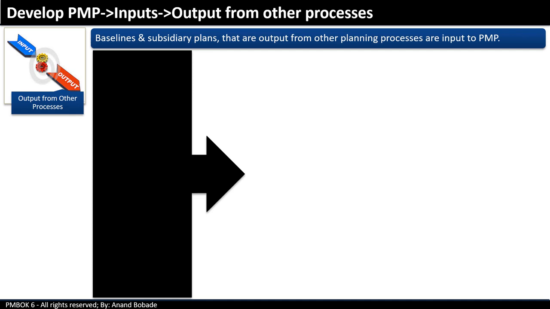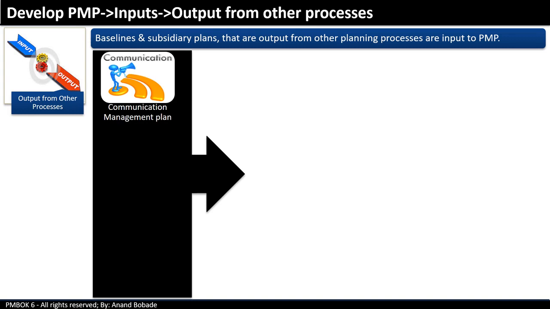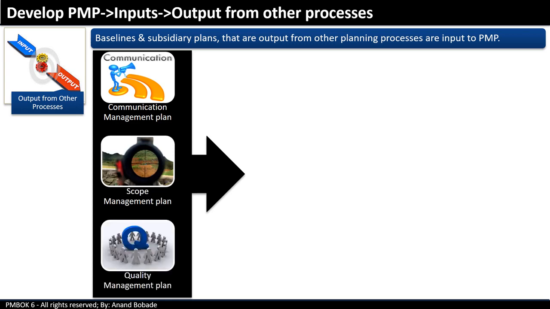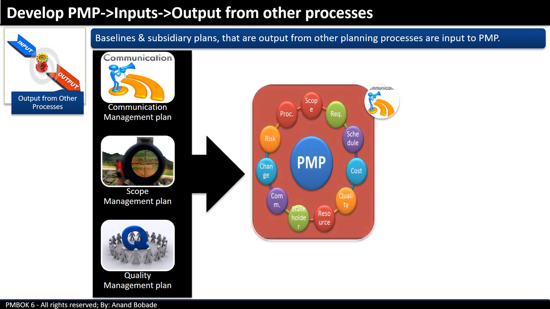For example, communication management plan is output of the plan communication management process. Scope management plan is output of the scope management process. Quality management plan is output of the plan quality management process. All these subsidiary plans get integrated into project management plan. Remember, any update to a subsidiary plan or baseline will result in updating the project management plan.